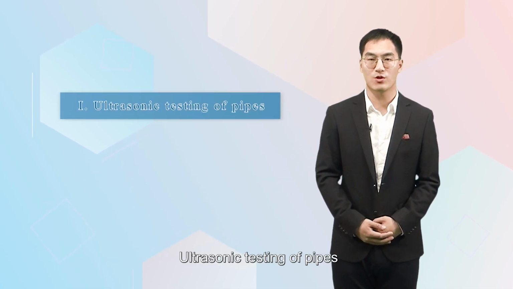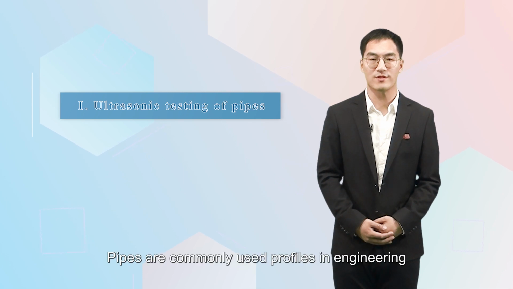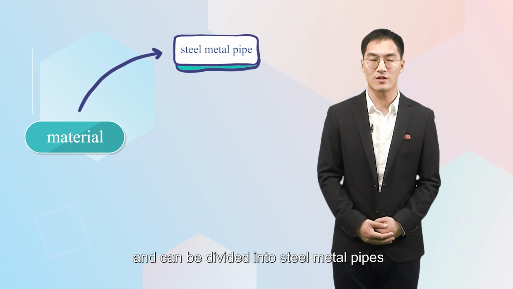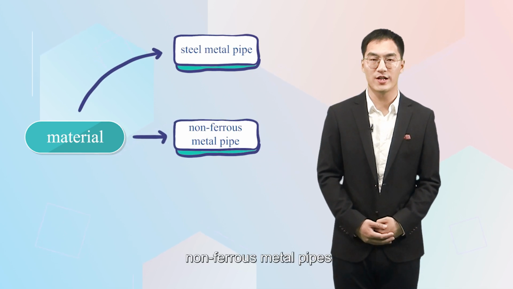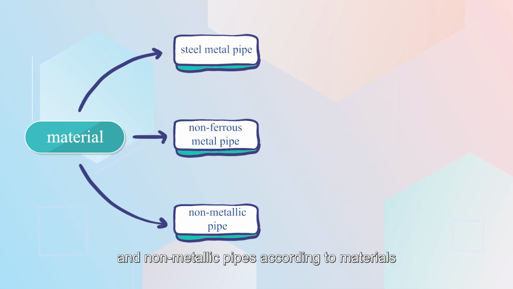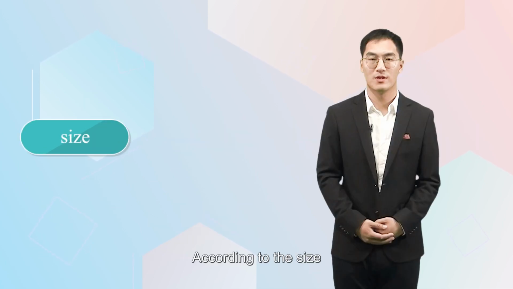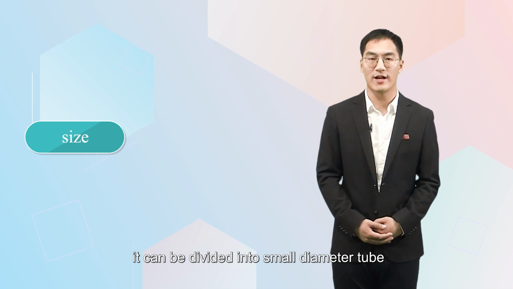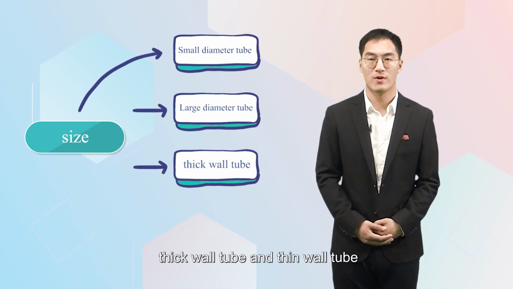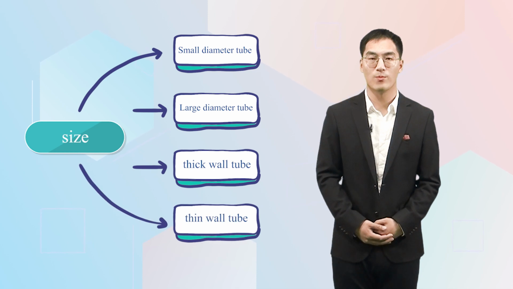Ultrasonic testing of pipes. Pipes are commonly used profiles in engineering and can be divided into steel metal pipes, non-ferrous metal pipes, and non-metallic pipes according to materials. According to the size, they can be divided into small diameter tubes and larger diameter tubes, thick wall tubes, and thin wall tubes.